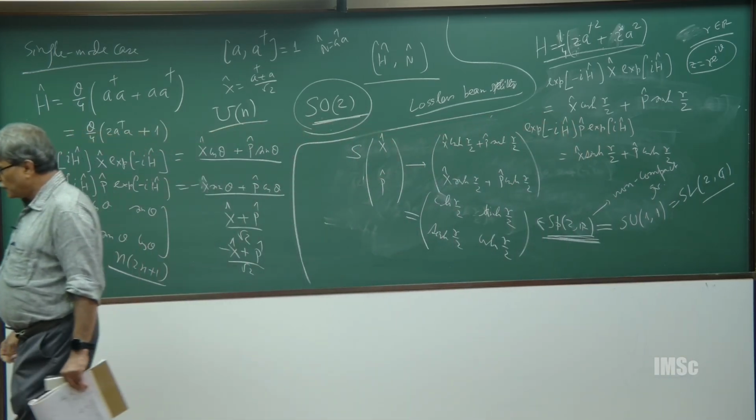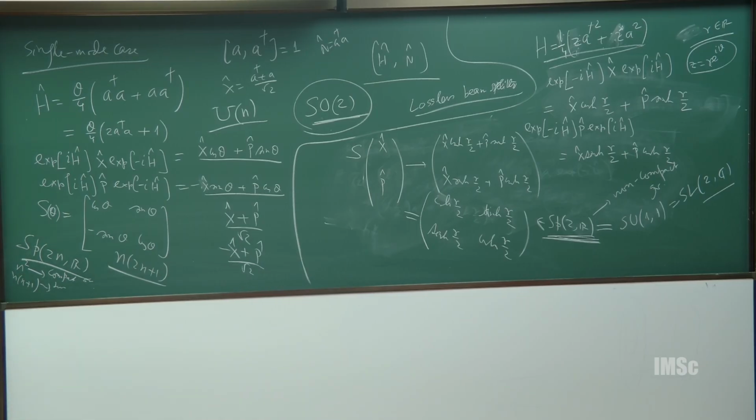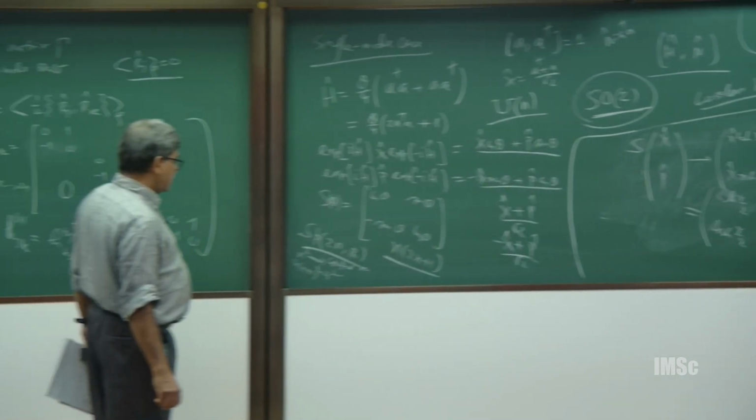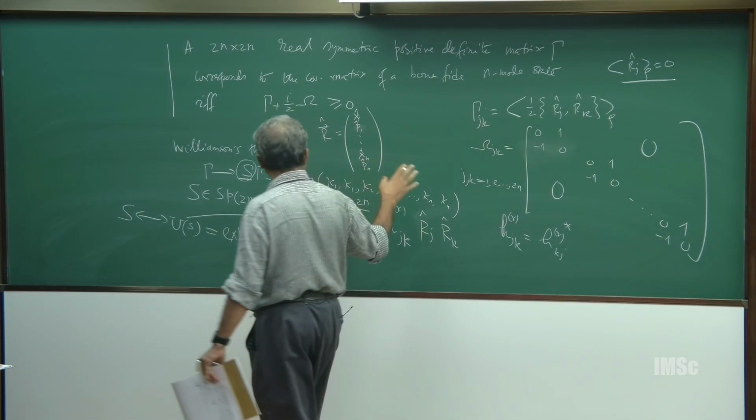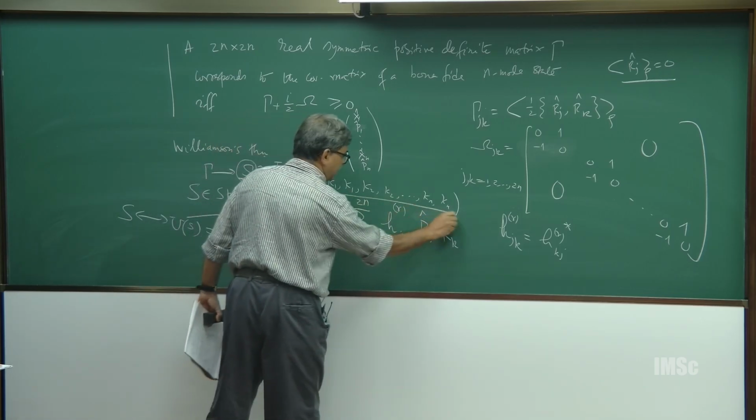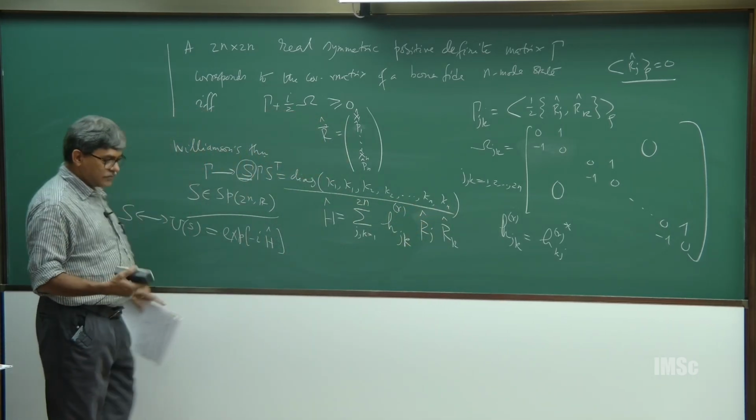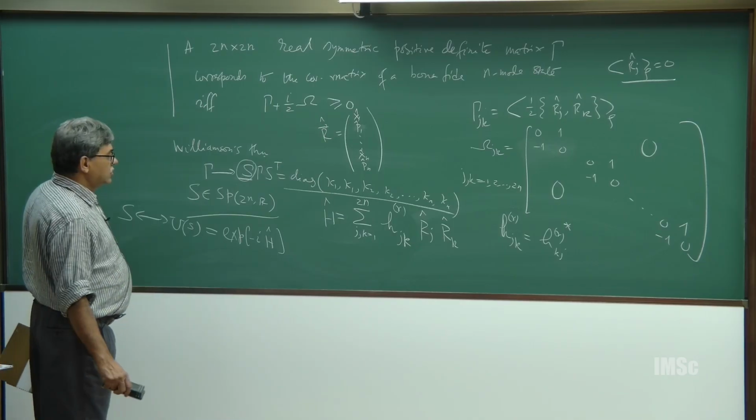So this is basically the idea of how you generalize from the single mode case to the n mode case in terms of the generators, namely the Hamiltonian, and then see what sort of physical transformation will give rise to such a diagonal form. So, that is basically the idea.